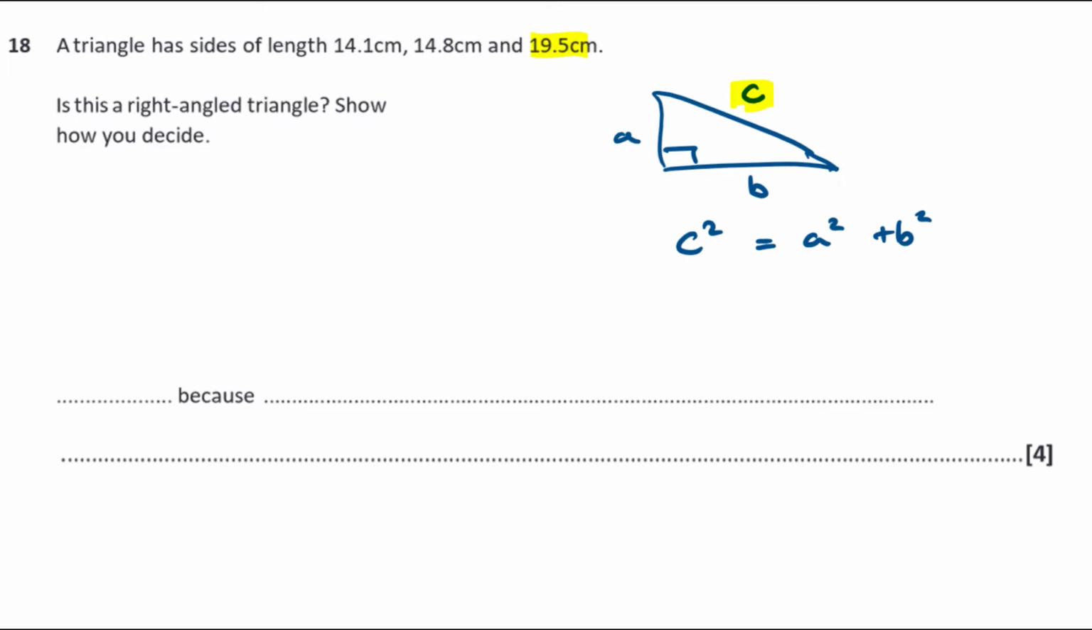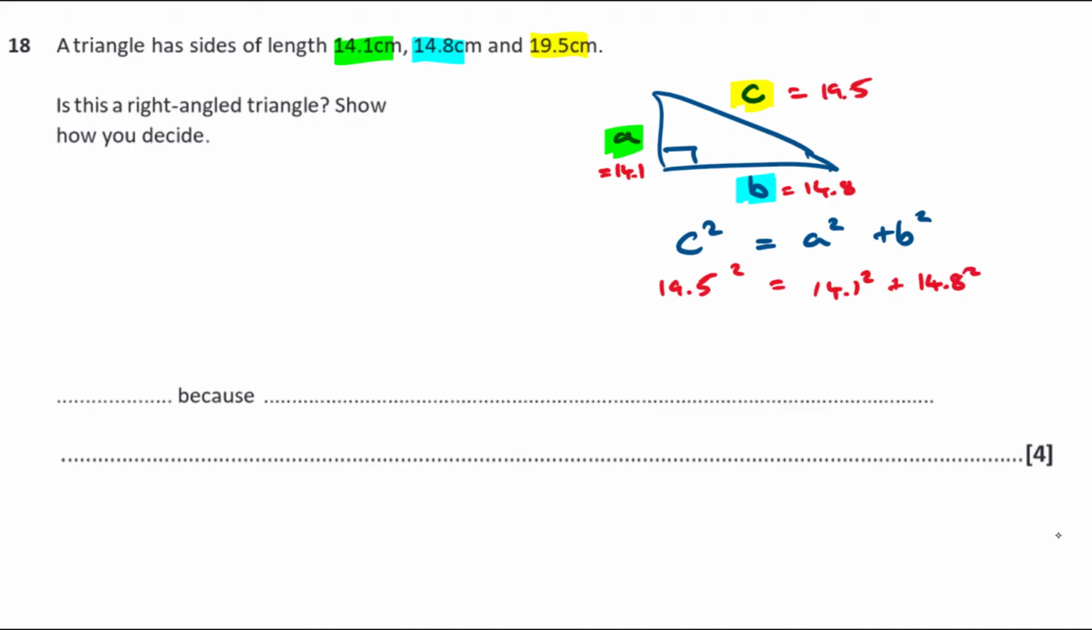Now my long side here is this one, isn't it, 19.5. So that's going to have to be C. So C equals 19.5. And then I've got my two shorter sides, 14.1 and 14.8. So this one is 14.1 and this one is 14.8. Okay, so let's sub those into Pythagoras Theorem. So 19.5 squared, is that equal to 14.1 squared plus 14.8 squared?